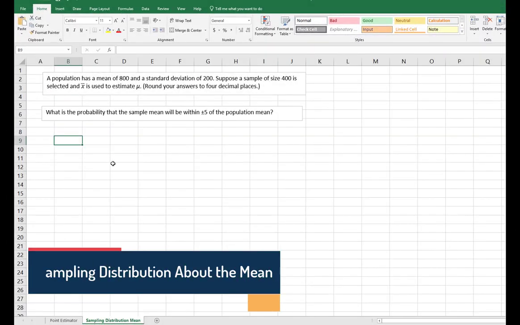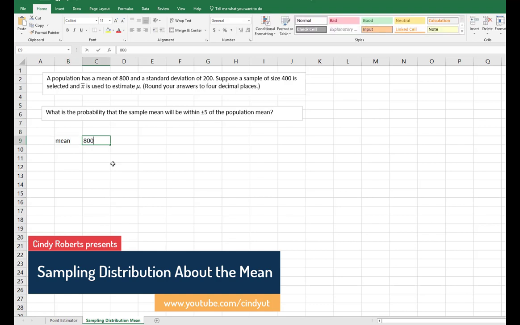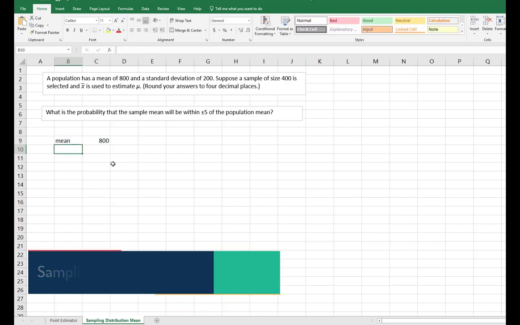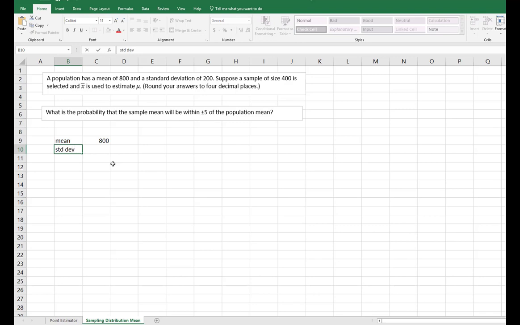Okay, we're given some information that we have a population mean, which is my mu, of 800, my standard deviation, my sigma, 200, and a sample size of 400. It says this is selected, and my sample mean is used to estimate my population mean. What is the probability that the sample mean will be within plus or minus 5 of the population mean?